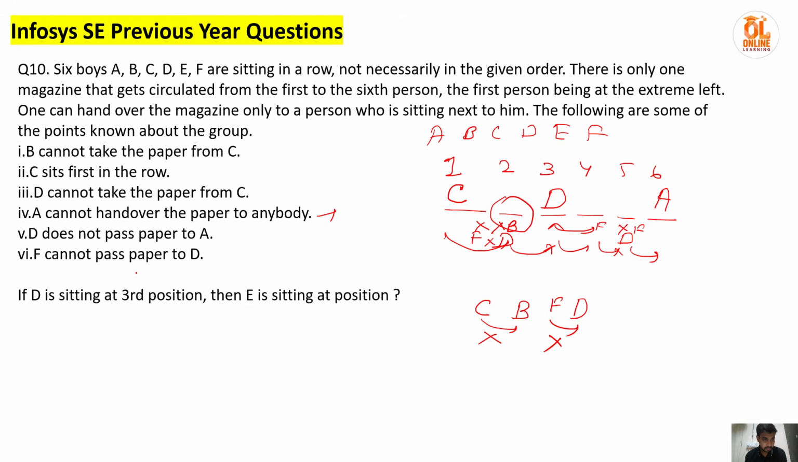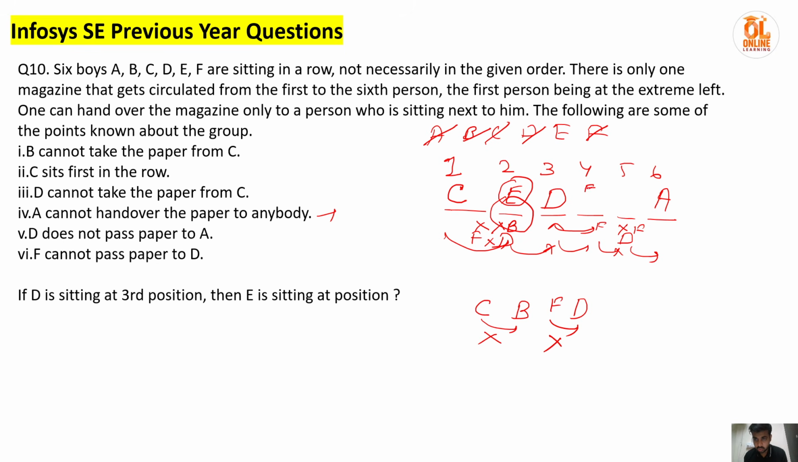Then E is sitting at the position of C. In this position, B cannot be there, D cannot be there, F cannot be there. C and A have already got their positions. So the only position left here is E. So E will be here, and it's this position for F.